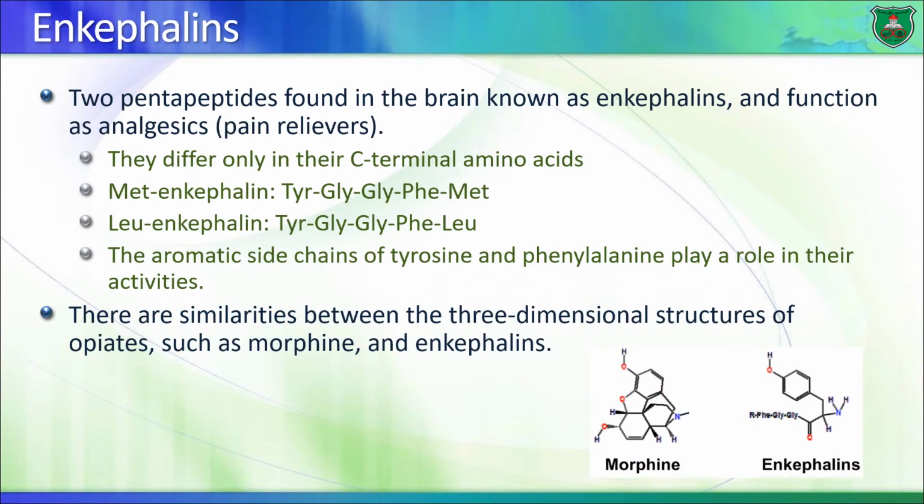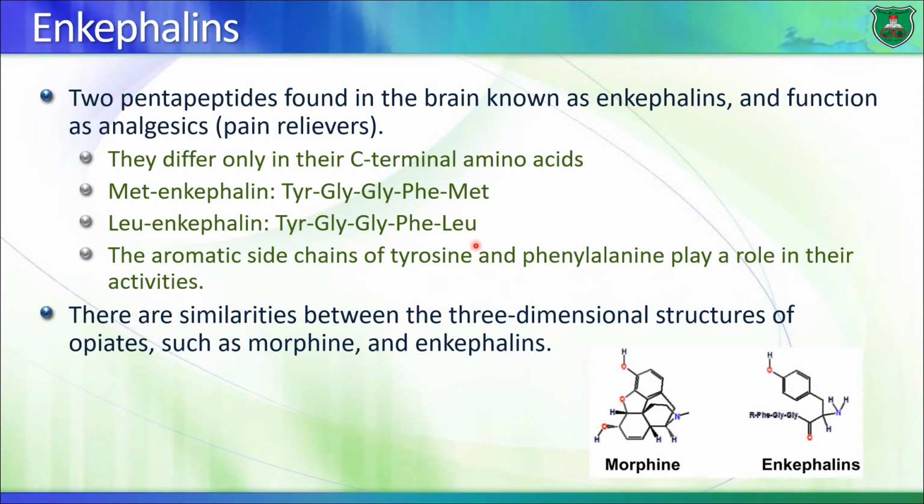Another important peptide is known as enkephalins, and these enkephalins are pentapeptides that exist in brain tissues, and they function as analgesics, so they relieve pain physiologically. Now, there are two forms of enkephalins, and they differ in the group that makes up the C-terminus. So their sequence is basically tyrosine, glycine, glycine, phenylalanine, and then methionine or leucine. So they differ in the last amino acid.